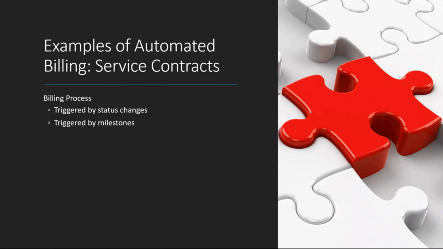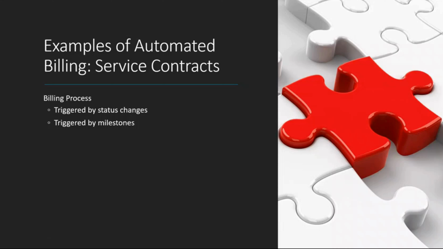Am I 25% complete with the product? Am I 50% complete with the product? Those trigger based upon the milestones that are getting met, and you can also have it change based on status. So if it goes from pending fulfillment of items into a pending billing status, the system can recognize that it's been fulfilled fully and automatically perform that billing step for you.